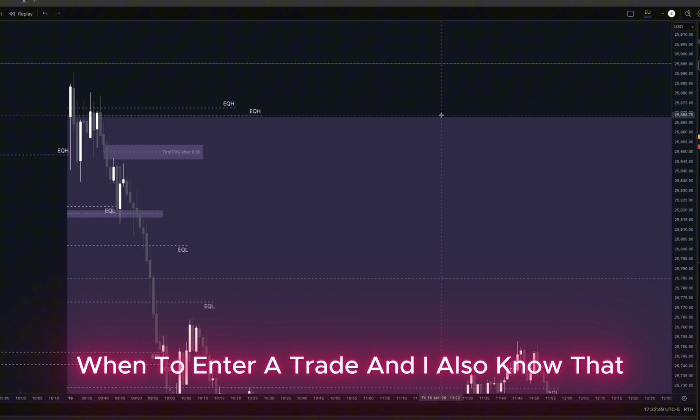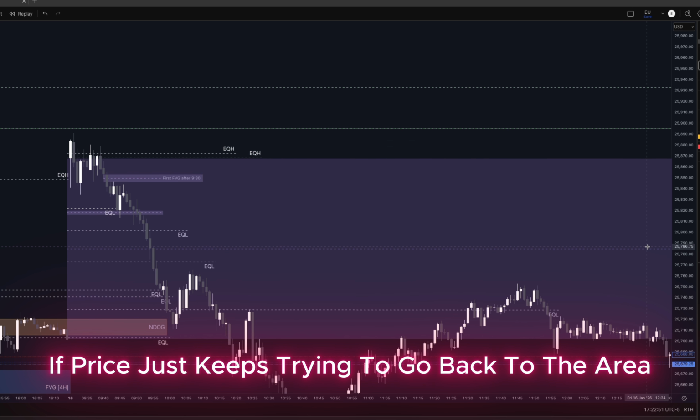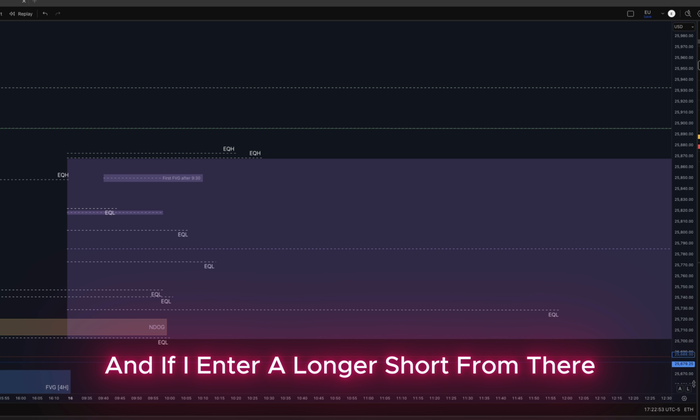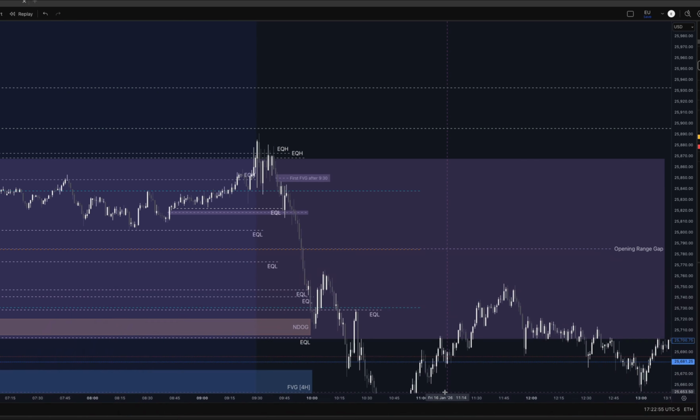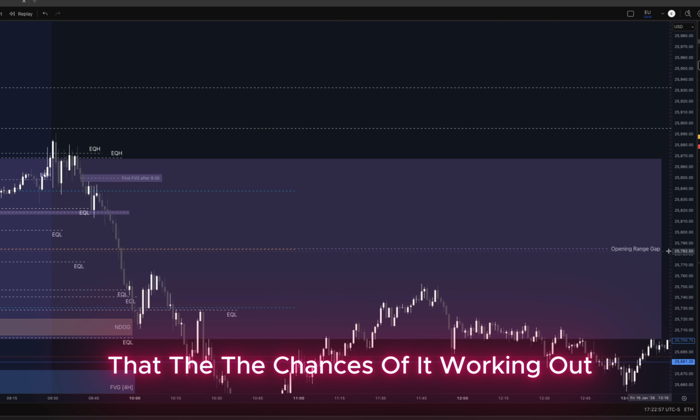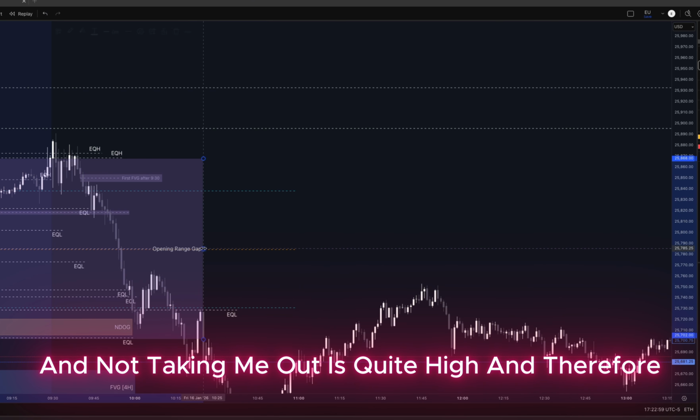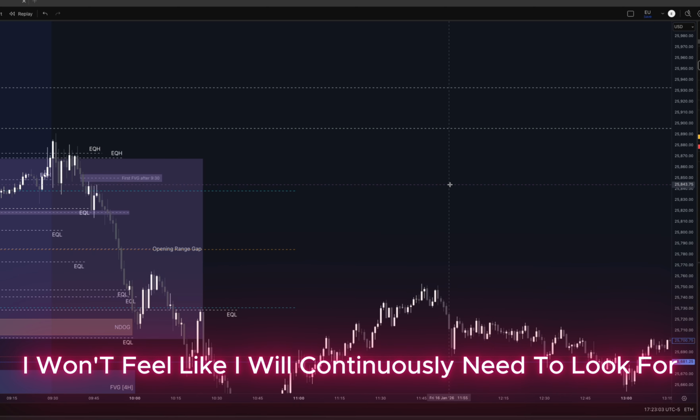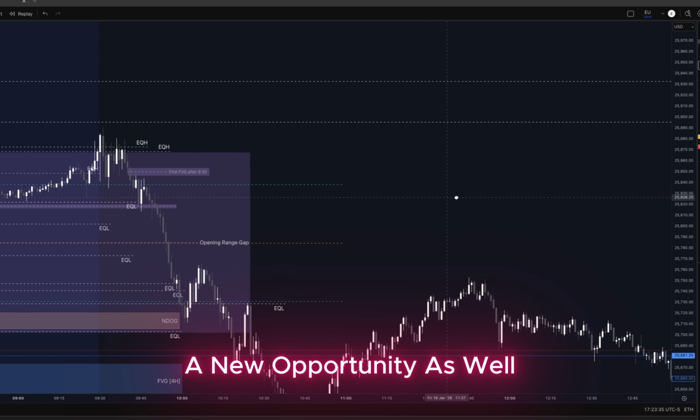And I also know that if price just keeps trying to go back to that area, and I enter a long or short from there, the chances of it working out and not taking me out are quite high. And therefore, I won't be overtrading. I won't feel like I continuously need to look for a new opportunity as well.